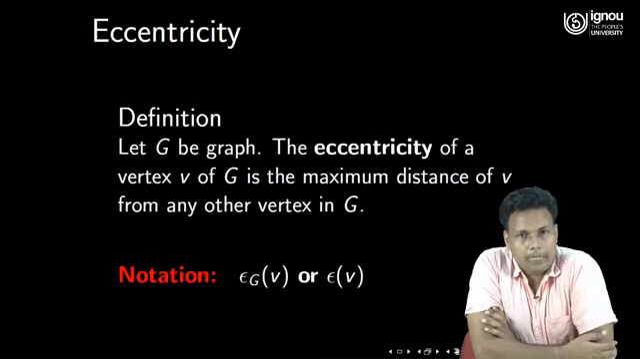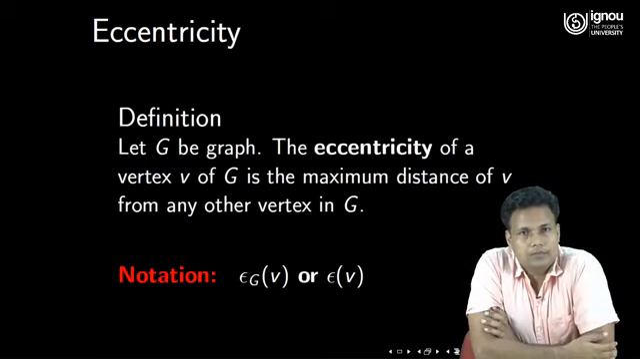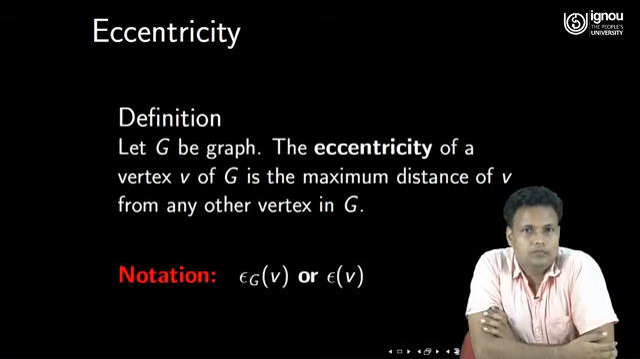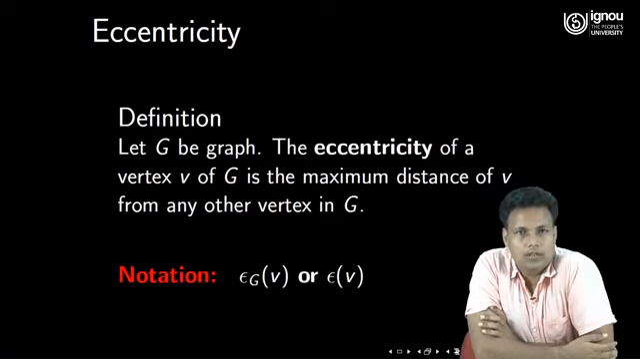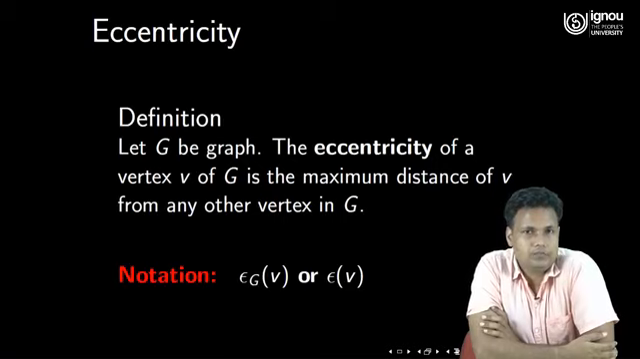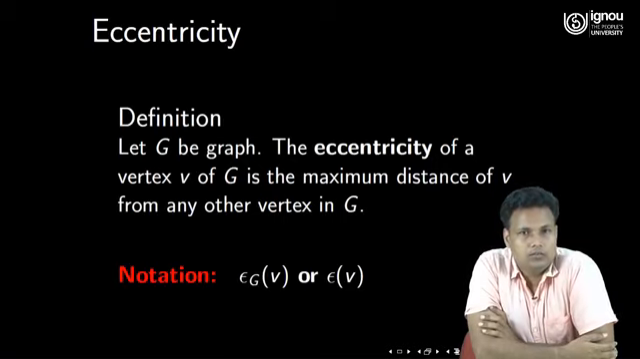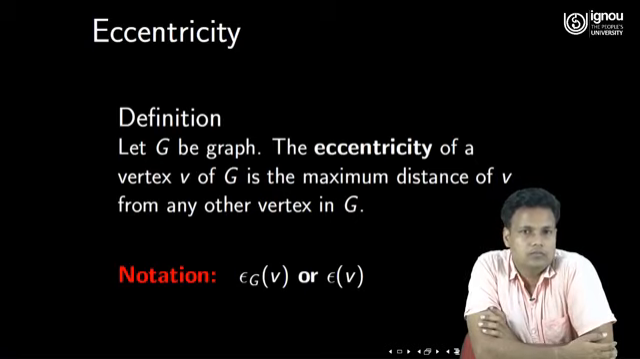Okay, now we come to another concept, the concept of eccentricity. Let G be a graph, then the eccentricity of a vertex v of G is the maximum distance of v from any other vertex in G, and we shall denote the eccentricity of a vertex v by epsilon_G(v) or just epsilon(v).